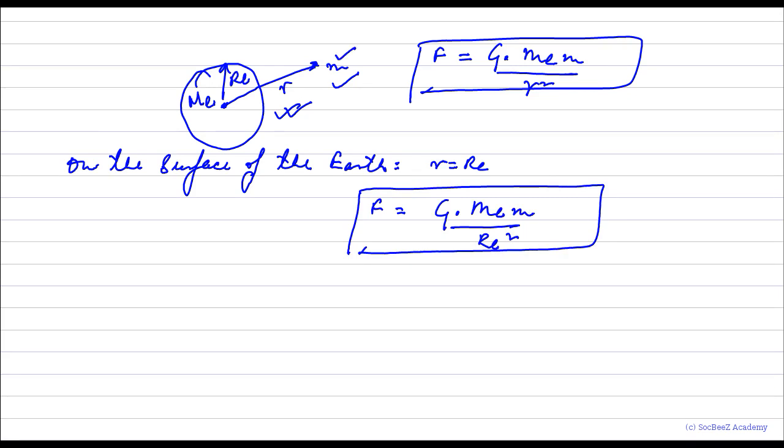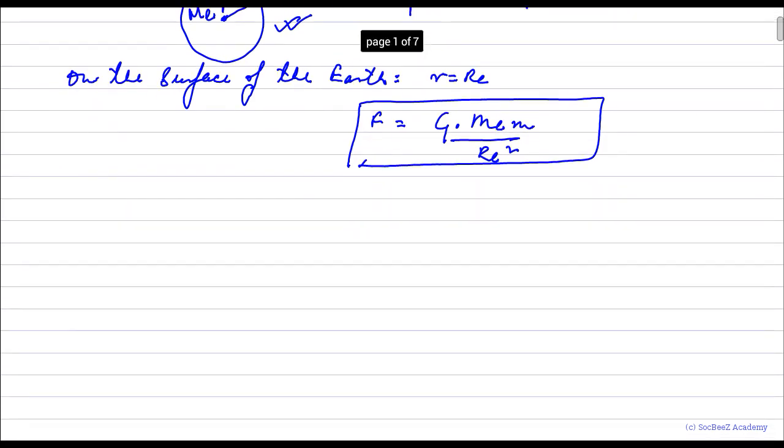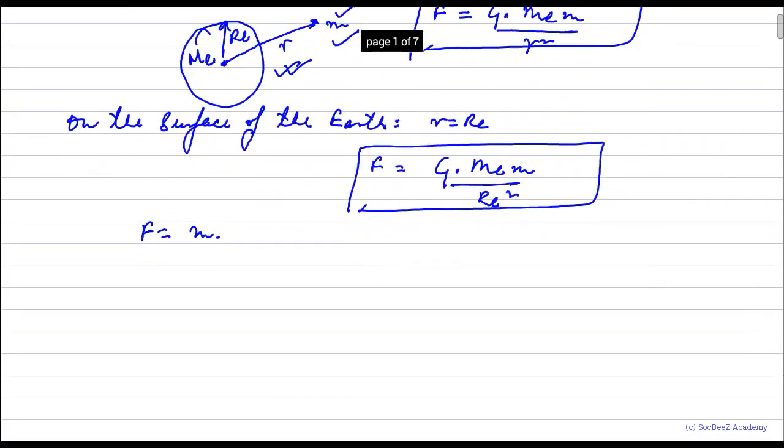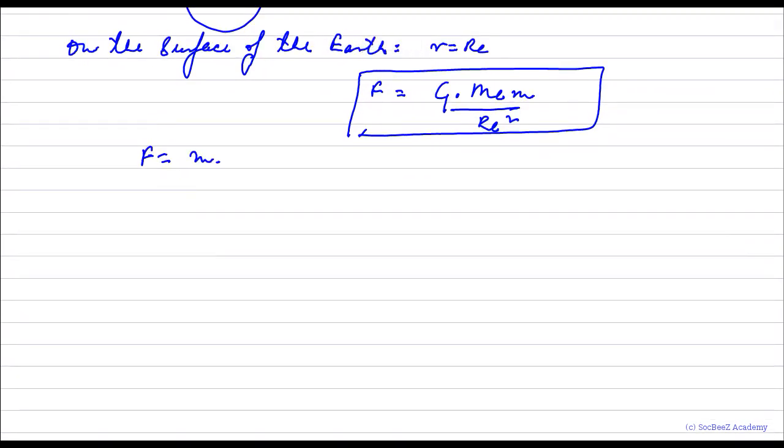Now this force of attraction, that is the gravitational force of attraction, is going to produce some acceleration. This force can also be written as the mass of this body into the acceleration, which we presently call the acceleration due to gravity. This acceleration due to gravity is for the bodies which are near to the surface of the Earth. Okay, fine.